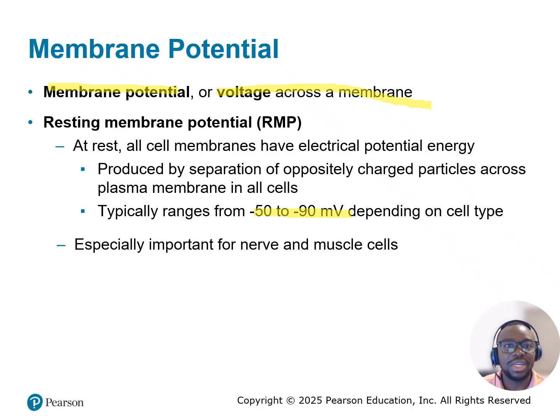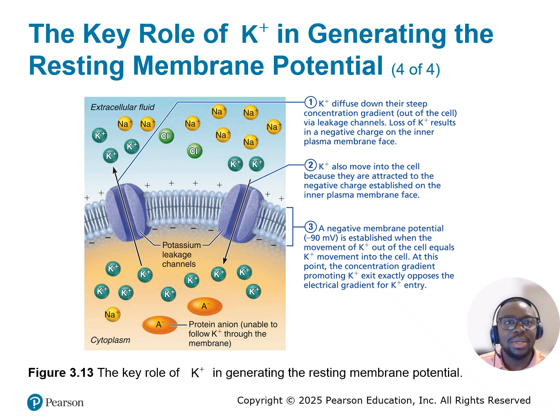The voltage or charge separation exists only at the membrane. While all body cells have membrane potential, it is especially important for nerve cells and muscle cells because they use changes in membrane permeability as a form of communication. So how is the resting membrane potential generated?